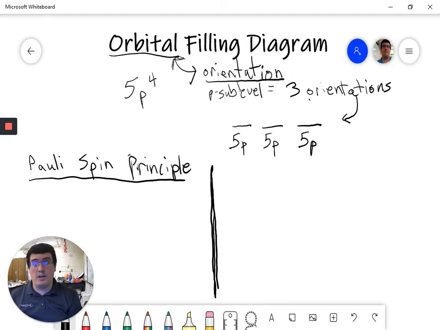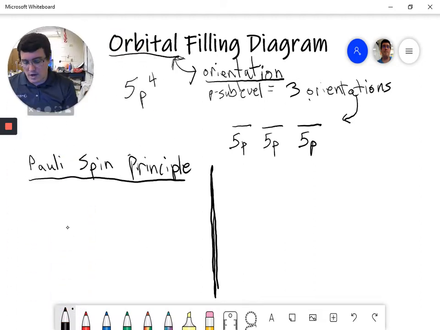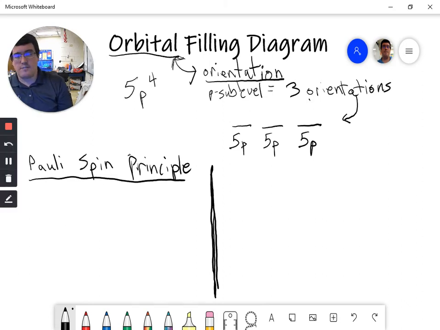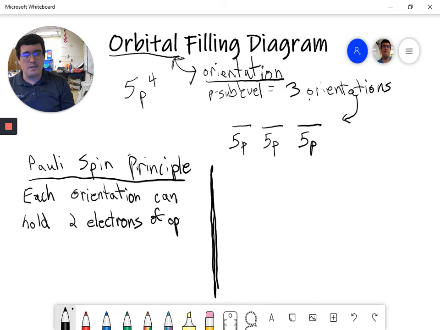Basically, Wolfgang Pauli was his name. He was a very German man. Wolfgang came up with this idea where he said each orientation can hold 2 electrons of opposite spin.